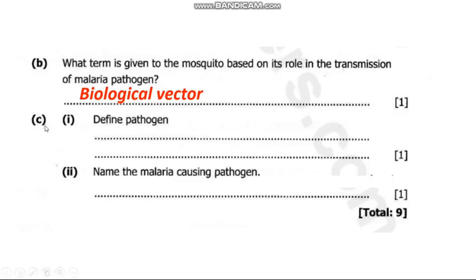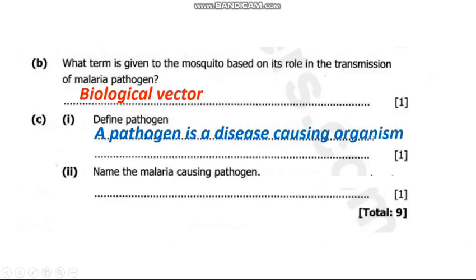Let us now look at our question C1. Define pathogen. So a pathogen is a disease causing organism. That is what a pathogen is. So a pathogen is a disease causing organism.